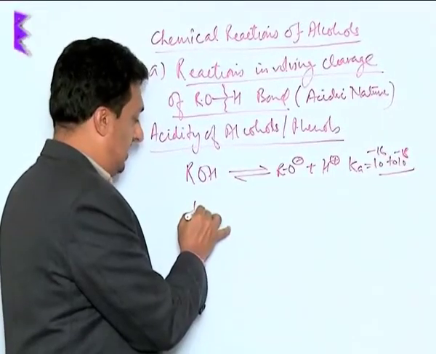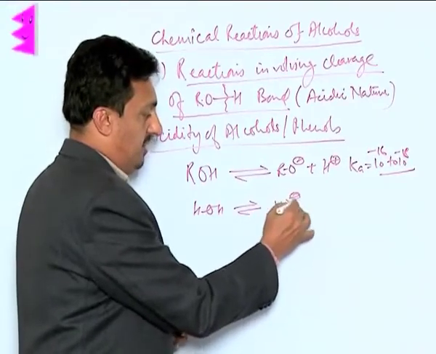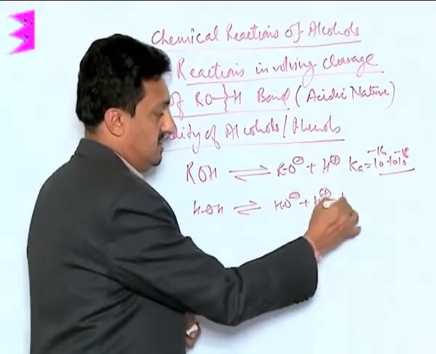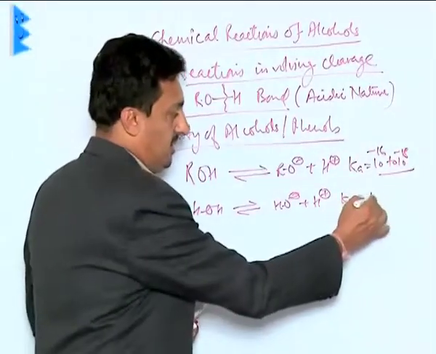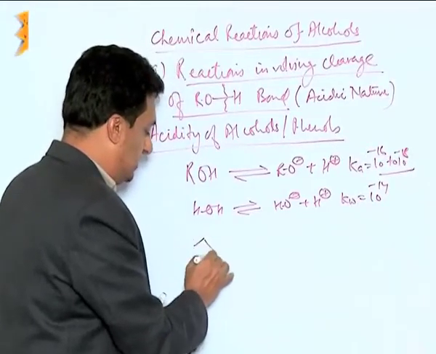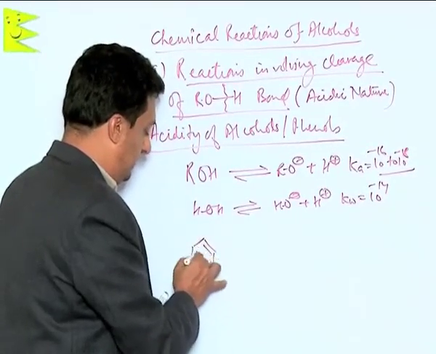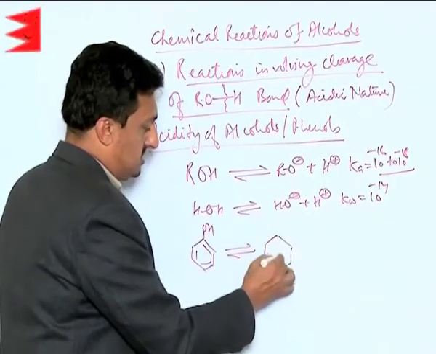In a very similar way, water also dissociates to form hydroxyl ions and H plus ions, and its equilibrium constant, called the ionic product of water, we know is 10 to the power minus 14. And if we take in a very similar way phenol, which breaks down into what?